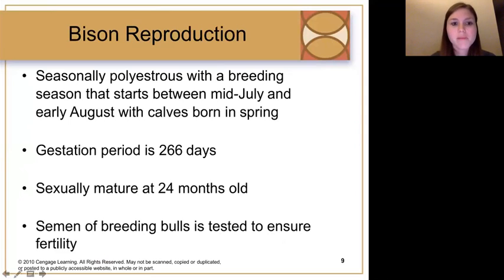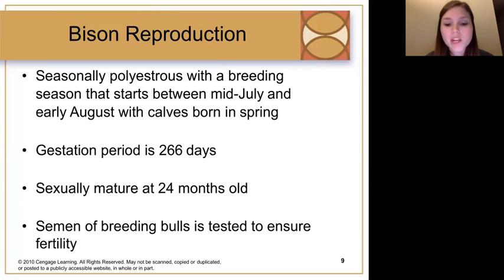So, bison reproduction. They are seasonally polyestrous, which everyone seems pretty familiar with that term now. We've talked about it quite a bit. They come into heat during a certain part of the year. They have a breeding season that starts between mid-July and early August, with their calves born the following spring. Their gestation period is 266 days, and they will be sexually mature at 24 months, or 2 years old.